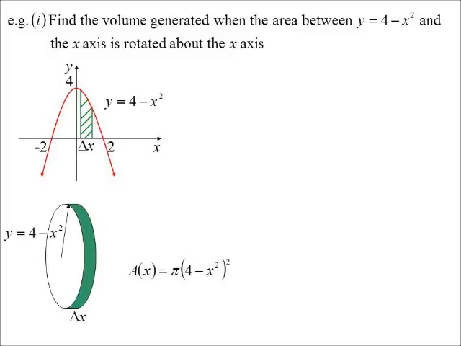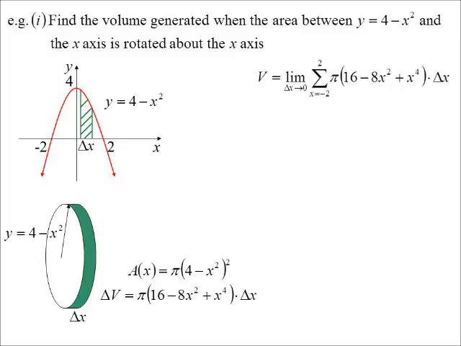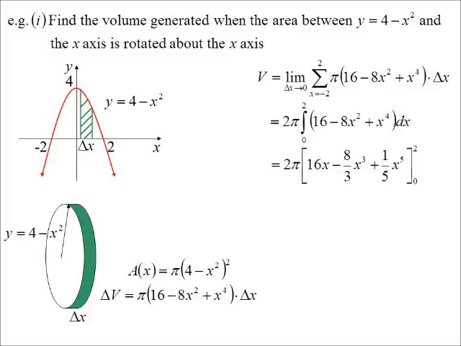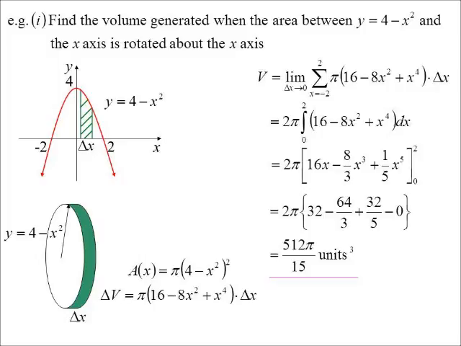So area will be pi times (4 minus x squared) squared, which means our element of the volume will be pi, I've expanded it out, (16 minus 8x squared plus x to the power 4) delta x, which means I'm going to sum all of those elements together. As if it was a 2-unit question, we probably would just jump straight to that step. From here, it becomes pretty much a 2-unit question. Add 1 to the power over the power, sub in, and there's our answer.